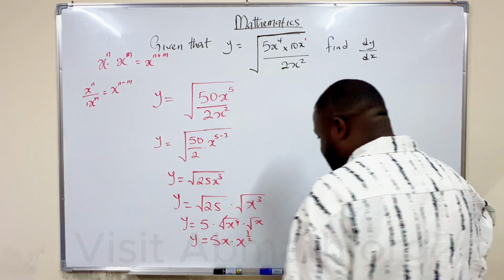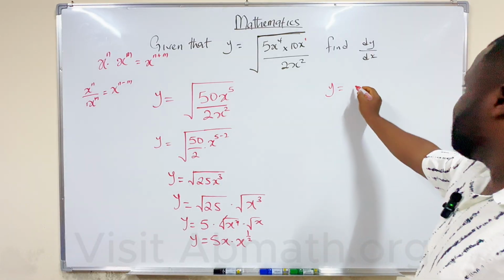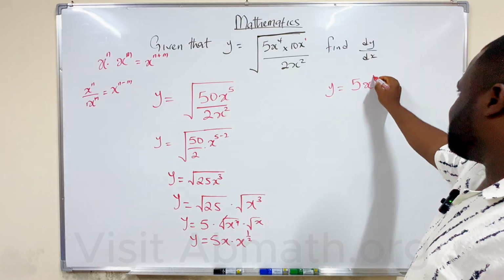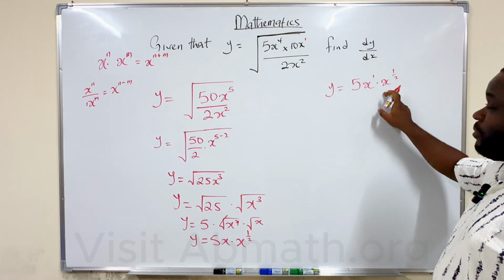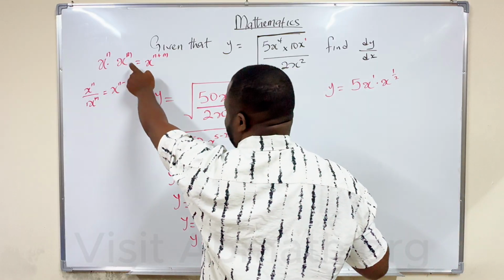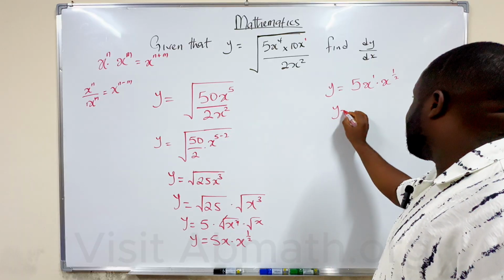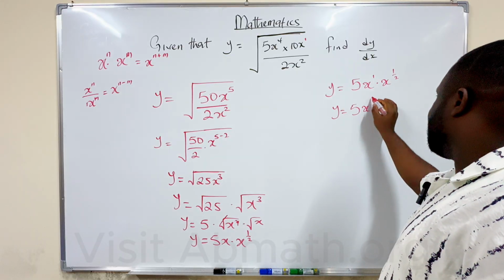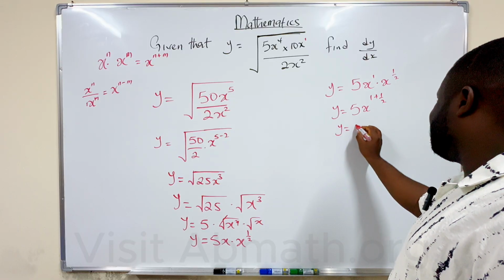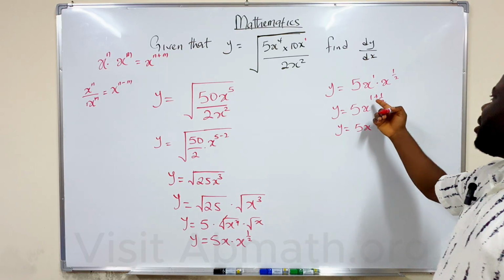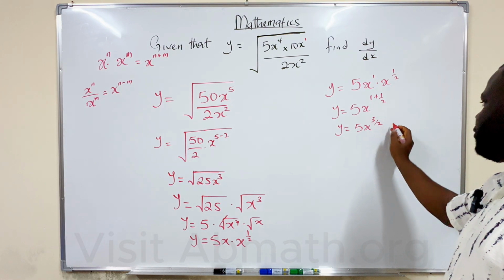So let's come here. We now have y equals 5x to the power 1 multiplied by x to the power 1 over 2. Remember the law of indices, what I explained here: we are going to add the powers. We have y equals 5x to the power 1 plus 1 over 2. So y equals 5x to the power of what? What is 1 plus a half? 1 plus a half is going to give you 3 over 2.